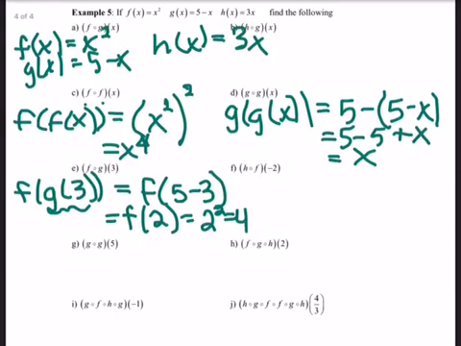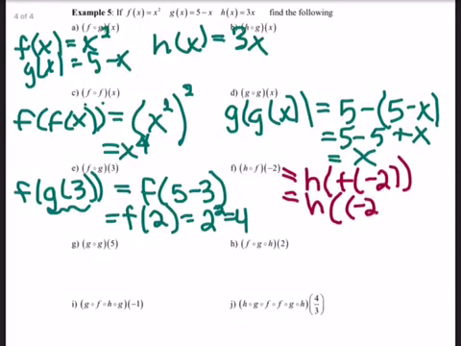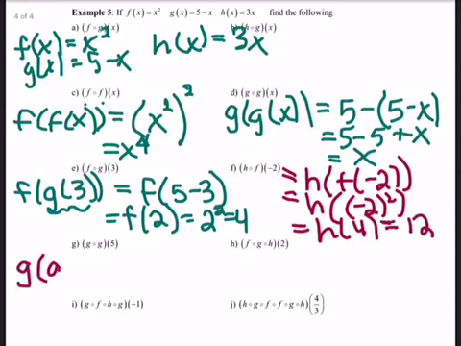Alright, so now we're going to do h of f of negative 2. So again, if I do parentheses, that means I'm going to plug in negative 2 into f. So that's negative 2 quantity squared. So that's h of 4. H of 4 is 12. Alright, let's do g of g of 5. So if I plug in 5 into g, I'm going to get 0, and g of 0 is 5.